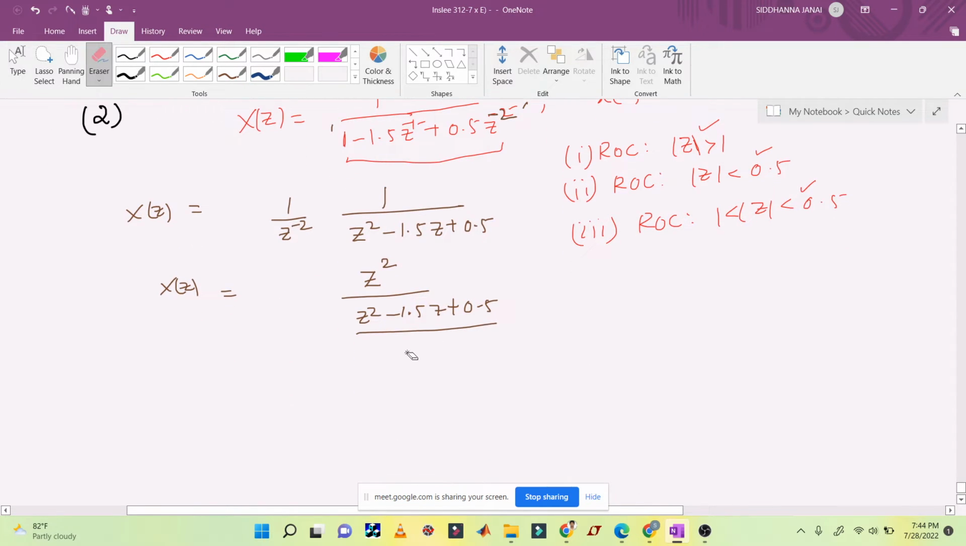So that it will become a sum term. Okay, sum term, so it is 1 divided by z minus 1 z minus 0.5.